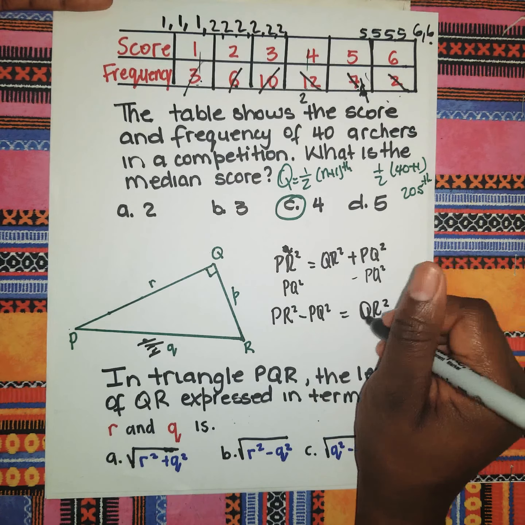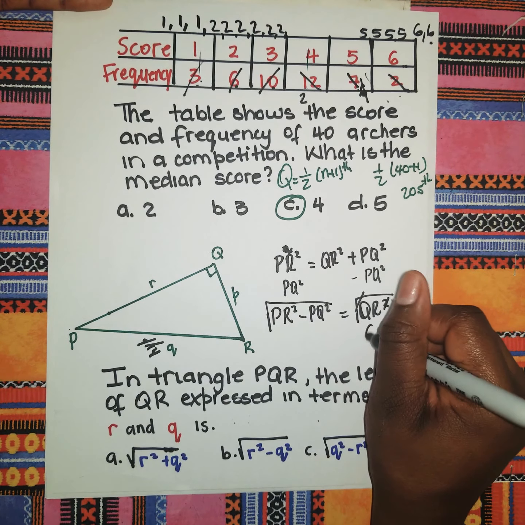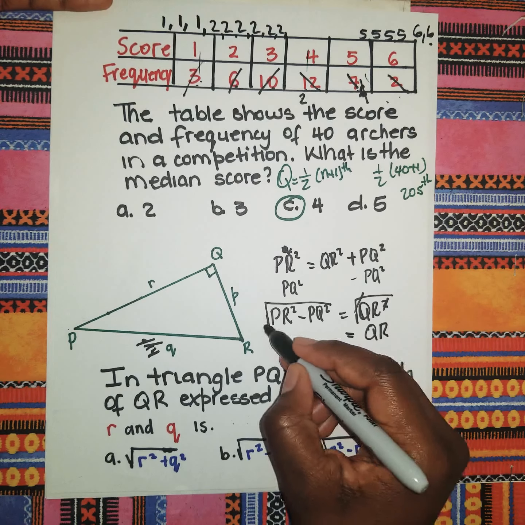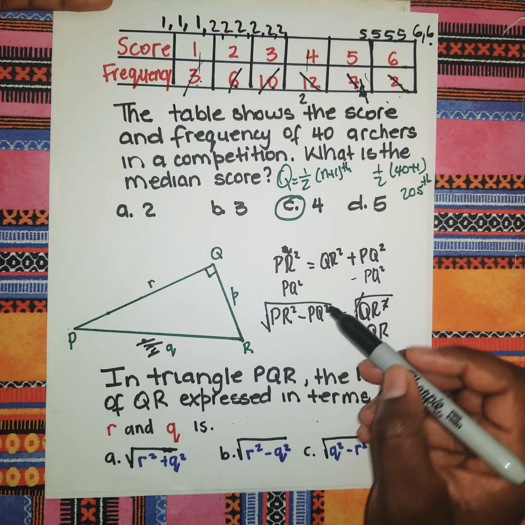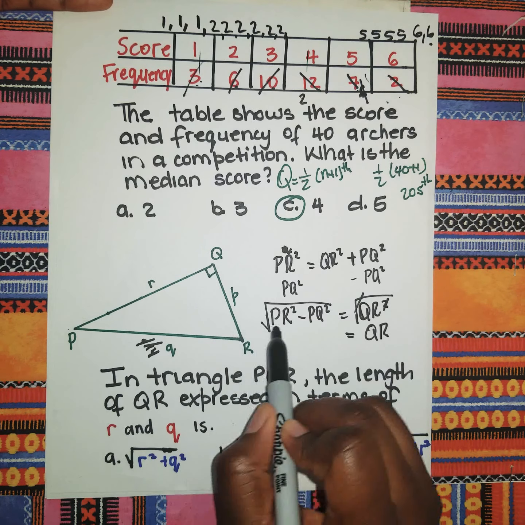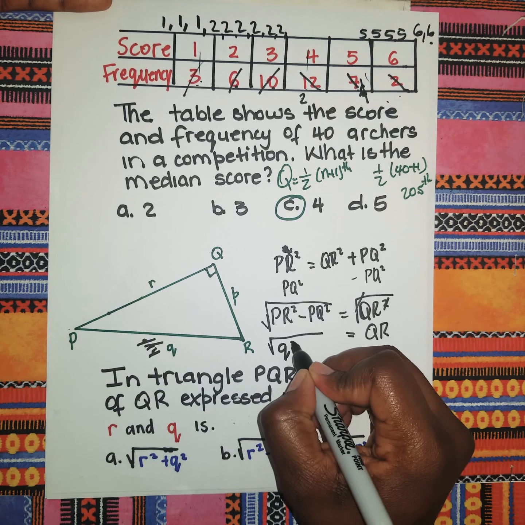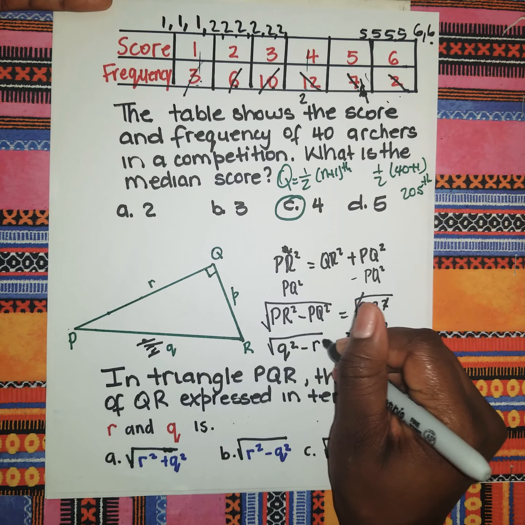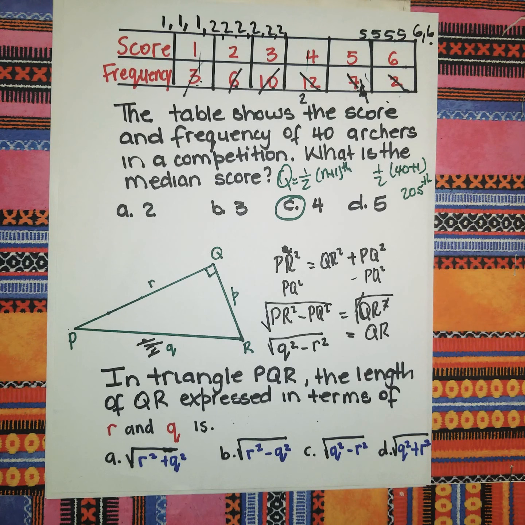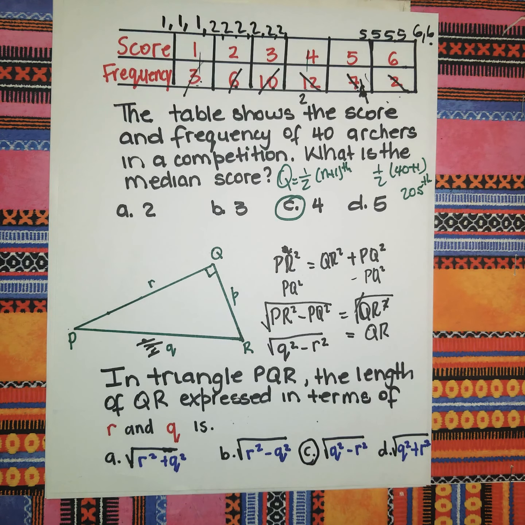But we want to find QR. It's being squared, so we find the square root of both sides. So this cancels this. So QR is equal to the square root of all of that. So instead of writing PR and PQ, we're going to be writing the letters that we're given. So PR is Q, so it's the square root of Q squared. PQ is R, minus R squared. And that's how we get it. So the square root of Q squared minus R squared is QR, and that's basically our answer.